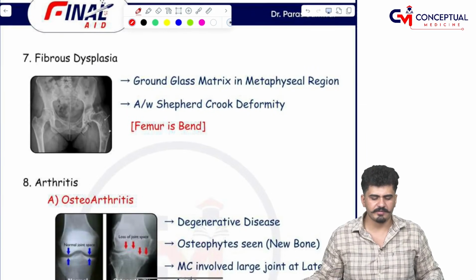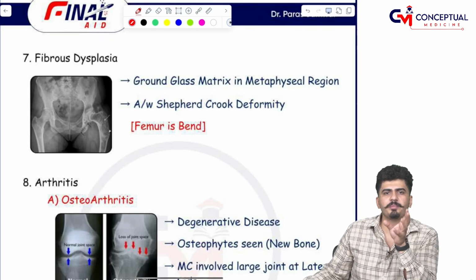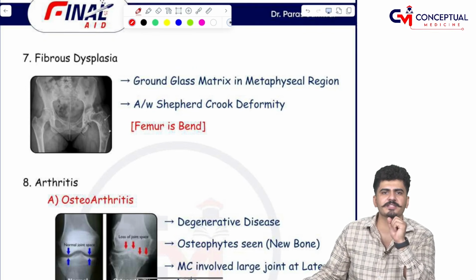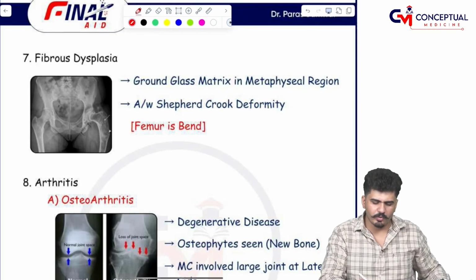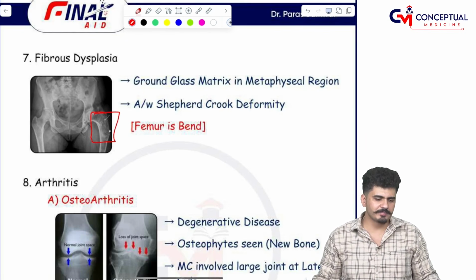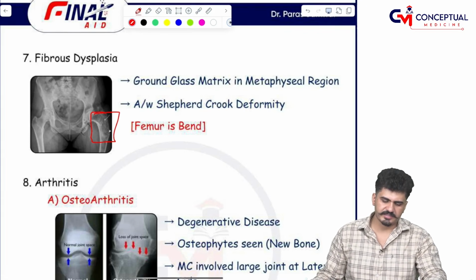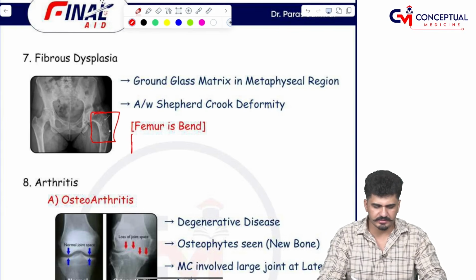Polka dot sign and corduroy sign. Fibrous dysplasia, there will be a shepherd's crook deformity, where you will see a ground glass matrix in the metaphyseal region. Ground glass matrix you are going to see in the metaphyseal region. This will lead to a shepherd's crook deformity. This is again a previous year question of the exam, sir.